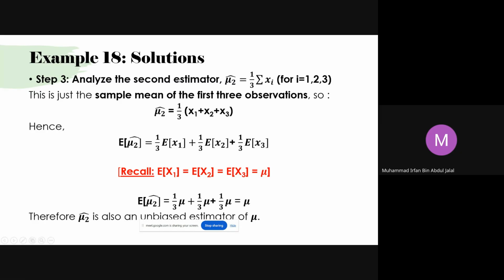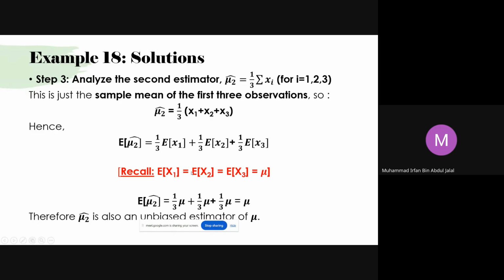Okay, after that, we need to analyze the second estimator, mu2. In this case, we have this quantity for mu2. This is just the sample mean of the first three observations. So mu2 can be considered as 1/3 (x1 + x2 + x3). Again, using the linear properties of expectation, we will get the expectation of the estimator like this: 1/3 times expectation of x1, plus 1/3 times expectation of x2, plus 1/3 expectation of x3.